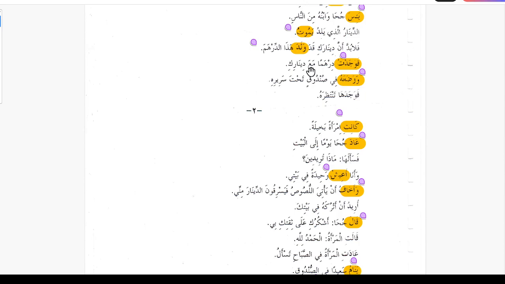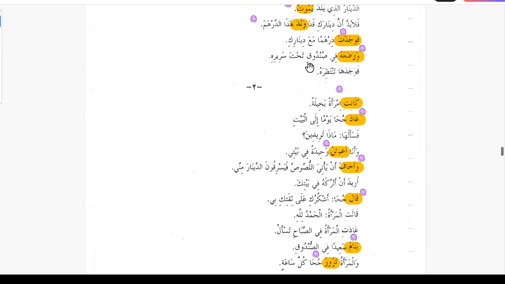Fawajadtu dirhaman ma dinarika. Here the verb is wajada yajidu, and the root letters of wajada are waw, jim and dal. This verb means to find. For huwa wajada, for ana it becomes wajadtu, I found. So I found a dirham with your dinar.